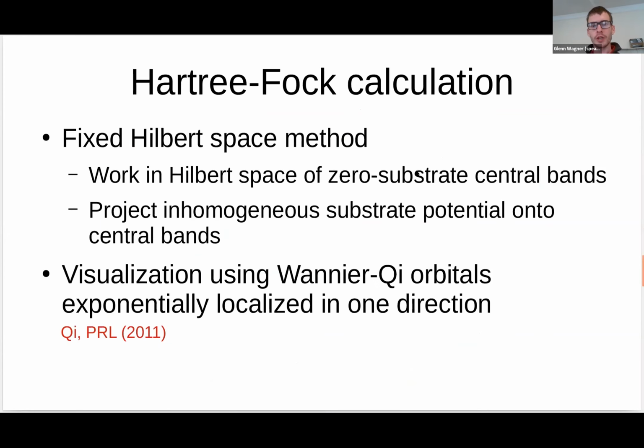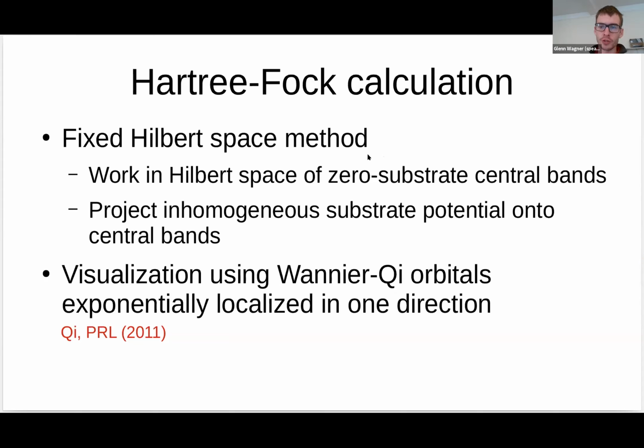So let me just say a little bit about the method of calculation that we used here, because it's a new method that can be applied to many of these Moire systems if you want to consider the inhomogeneous setup. And so we called this the fixed Hilbert space method. So let me explain the name. So I showed you that the subset was changing as a function of position, and so we need to find a way to deal with this.